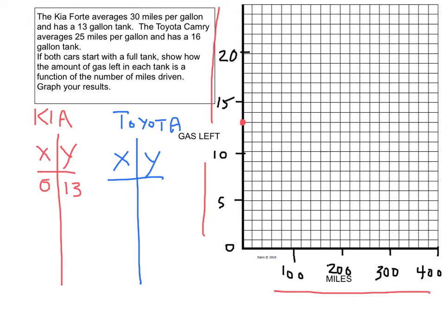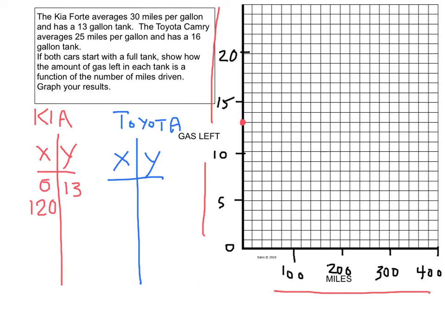All right, so let's go ahead and graph. Why don't we use nice round numbers, or numbers that would be advantageous for us to use, easy to work with. So let's see. The Kia gets 30 miles per gallon, right? So for every 30 miles traveled, the tank will go down by 1 gallon. So let's say that the Kia goes 120 miles.